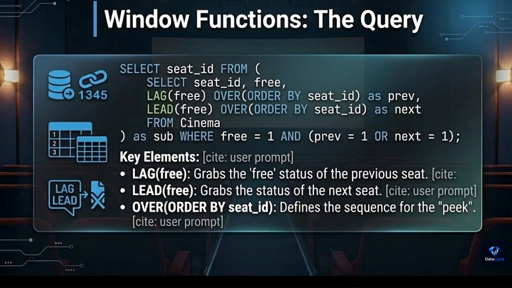It tells the SQL when you look for the neighbor, make sure you are looking at the seats in numerical order. For the outer query, once we have the values of the previous and the next rows, we simply filter the rows where the current seat is free and either its previous or its next neighbor is also free. This covers the start, middle, and the end of any sequence.